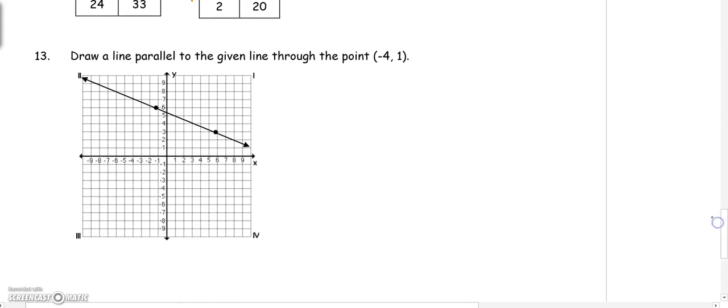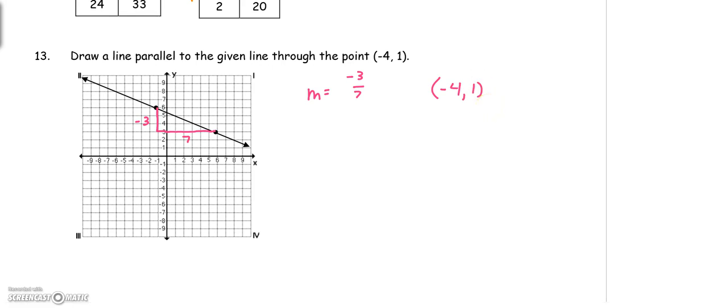Number 13, draw a line parallel to the given line through the point negative 4, 1. So I need to first find the slope of my given line. I see that it's a negative slope because my line's going down. So I'm going to go down to get even with my next point and then over. So I went down 1, 2, 3, negative 3, and I went over 1, 2, 3, 4, 5, 6, 7. So my slope is negative 3 over 7. I'm going to use that slope and the point negative 4, 1 to make my new line.